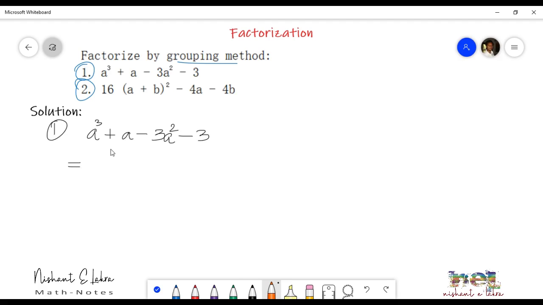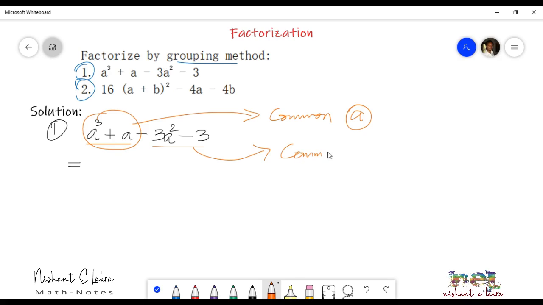What is common? We'll group them first, right? The first group is a cube plus a. What is common in these two terms? a is common, right? And the second group is minus 3a square minus 3. What is common here? Three. The value 3 is common in the second group.